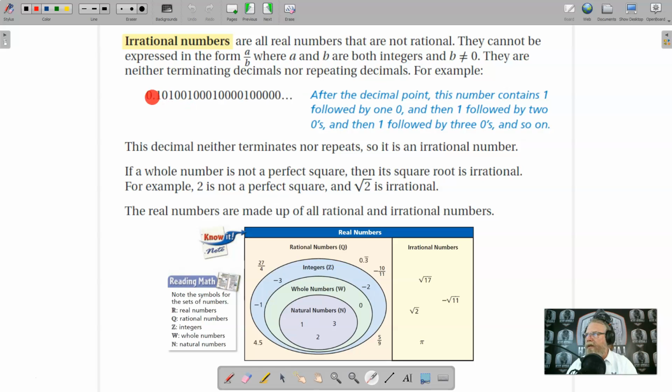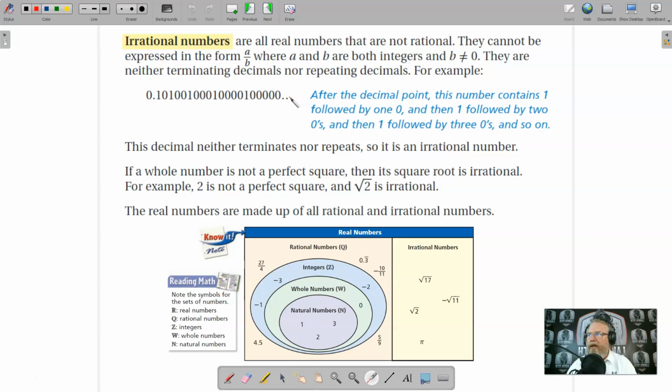For example, look at this one here. After the decimal point, this number contains a 1 followed by 1 zero, then 1 followed by 2 zeros, then 1 followed by 3 zeros, and so on. So this decimal neither terminates nor repeats, so it is an irrational number. It would just keep going and going and going.